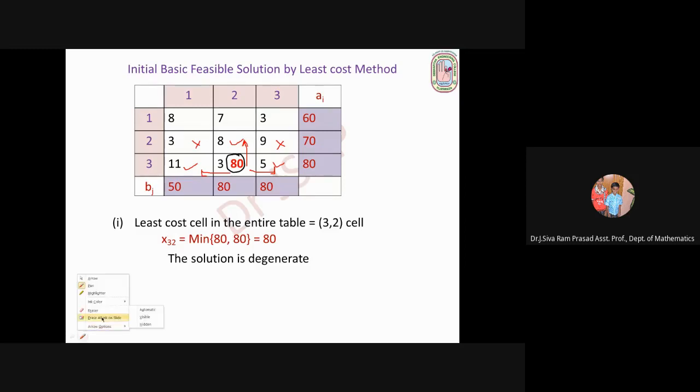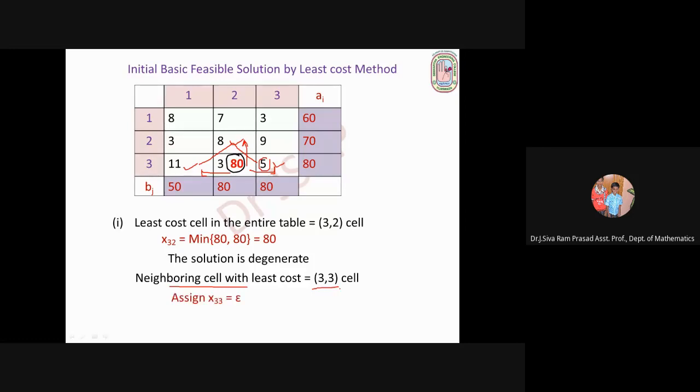So in the neighboring cells, identify least cost cell. So what is least cost cell in the neighboring cells? This is 5. 5 is least cost. Here cost is 8. Here cost is 11. So among these 3, least cost is 5. That is 3 3 cell. For this 3 3 cell, we assign a small quantity epsilon which tends to 0. Okay. Right. Next, neighboring cell with least cost equals 3 comma 3 cell. So assign x33 equals epsilon.